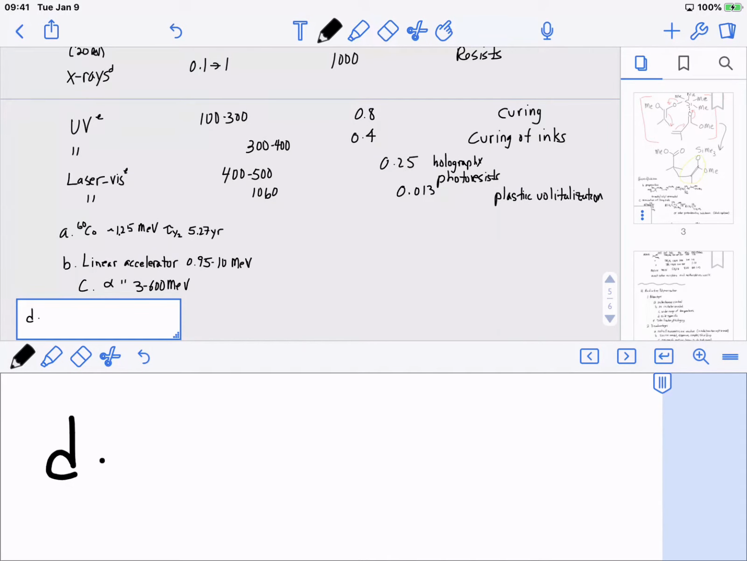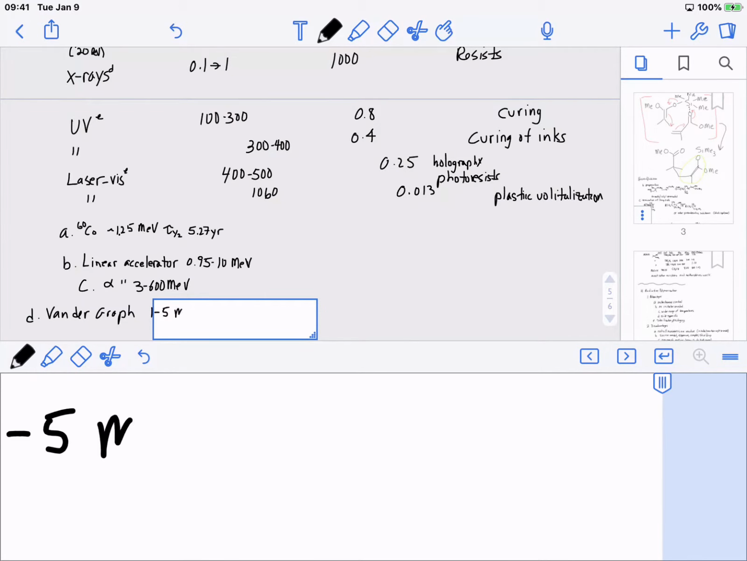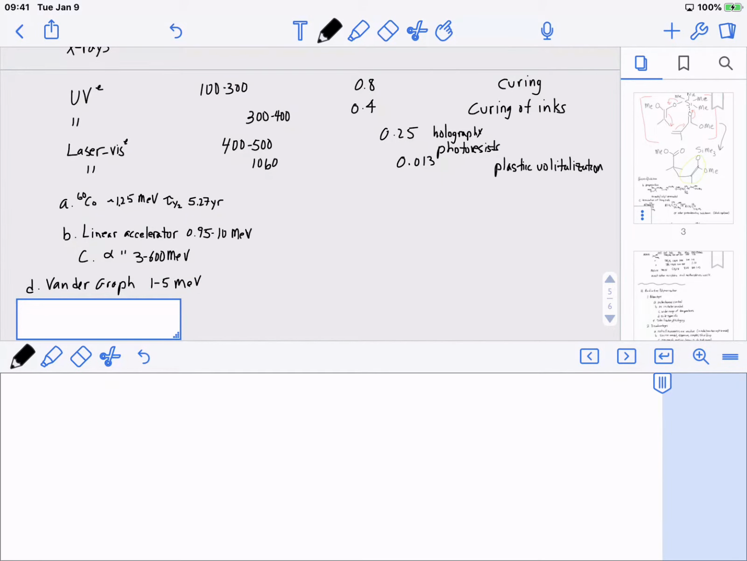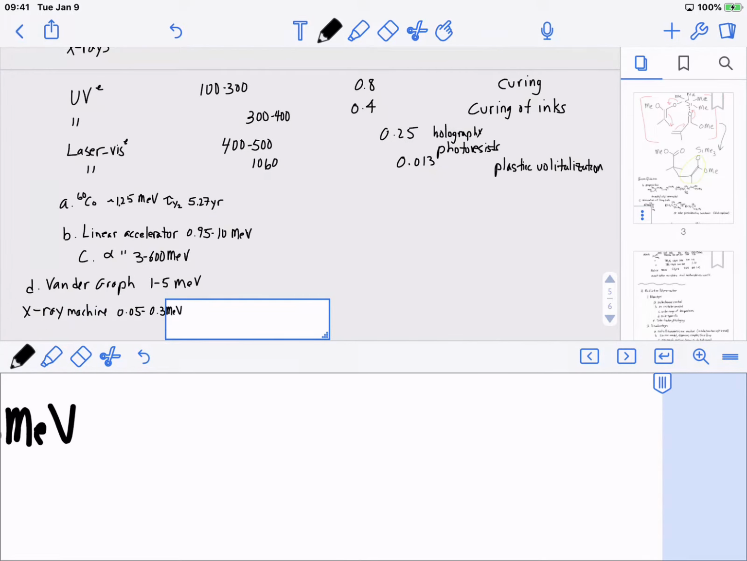D, electrons. You can do a lower energy electron, you can do a Van de Graaff generator. These are the things that you can touch and cause your hair to stand on end. You've probably seen those. Those typically are 1 to 5 MeVs. No, you don't have to memorize these if you're wondering. And you do x-rays from an x-ray machine, 0.05 to 0.3 MeVs.